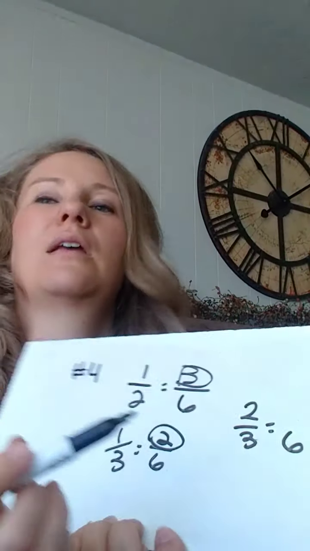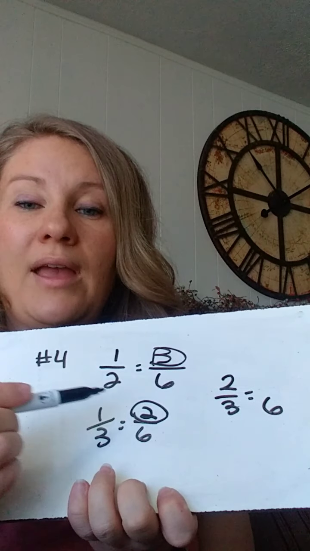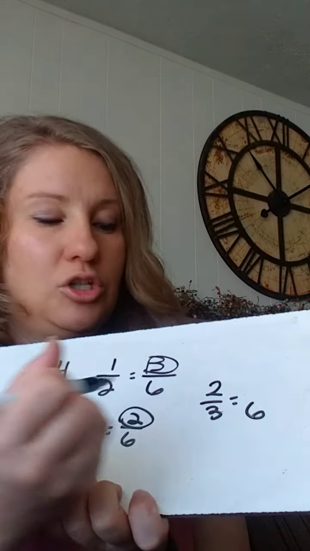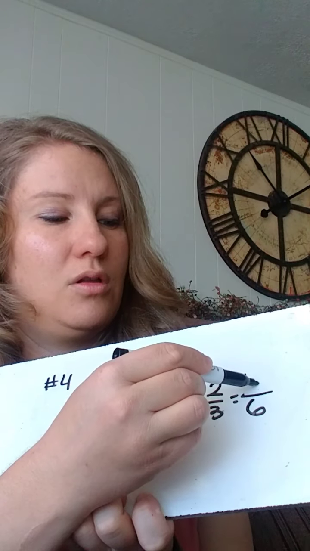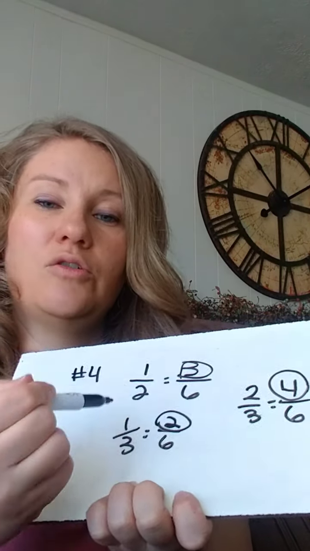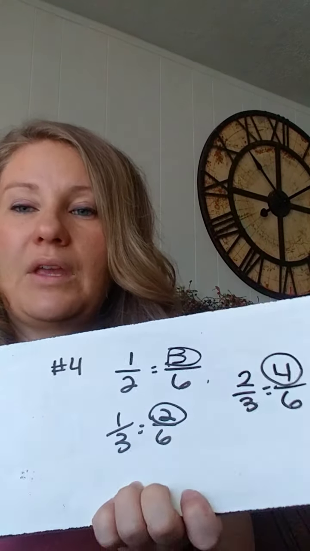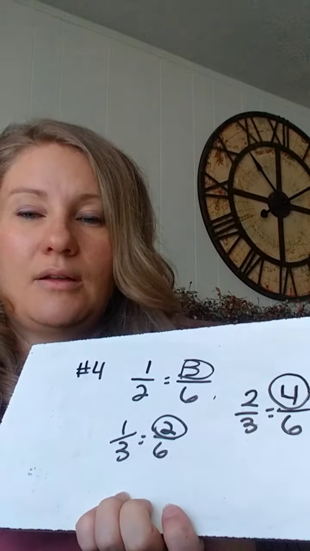And our last one is 2/3 equals how many out of 6? Okay, so we just determined that 1/3 is 2, so now we have 2 of that. So what's 2 times 2? That would equal 4, right? So if 1/3 is 2/6, then 2/3 would be 4/6. All right, so that's number 4.